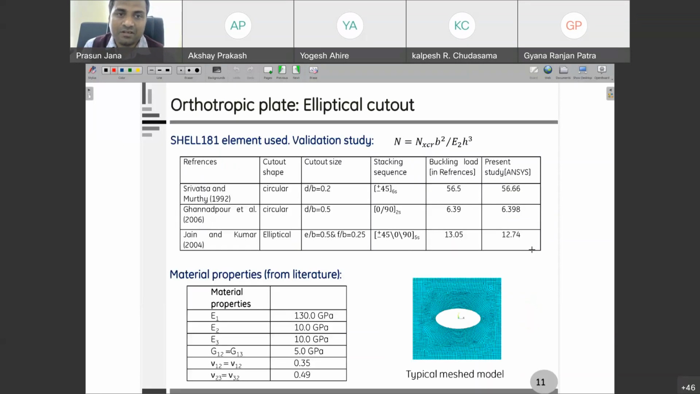All right, so now I was telling that we can have orthotropic plates. So here orthotropic means your material properties are different in different directions. So you can see if I take some typical orthotropic material, then it can have 130 GPa in one direction, 10 GPa in the other direction. So there is, you can see, around 13 times difference in the Young's modulus. So that also can influence the position of the cutout.